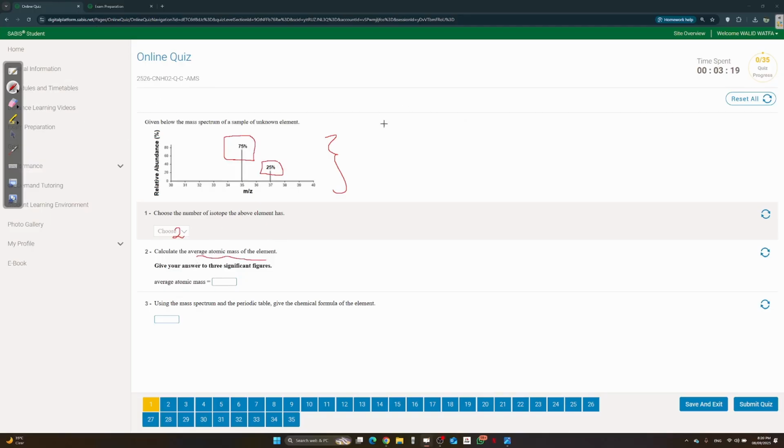To calculate the average atomic mass, I'm sure you all remember the formula. It's percentage 1 times m1 plus percentage 2 times m2, over 100. So it's going to be 75 times 35 plus 25 times 37, all over 100, and whatever answer you get here, I'm not sure what it is.